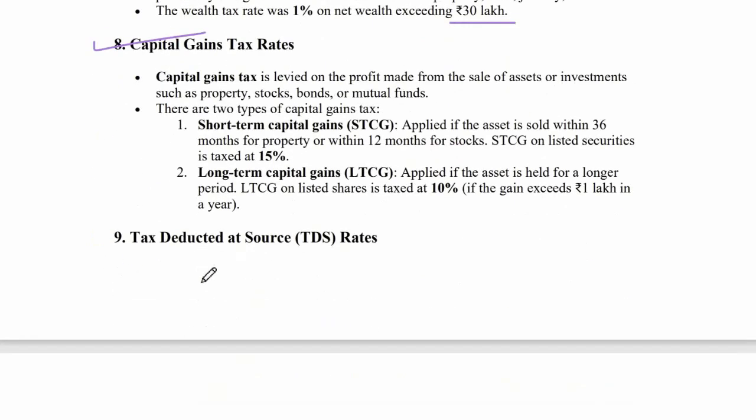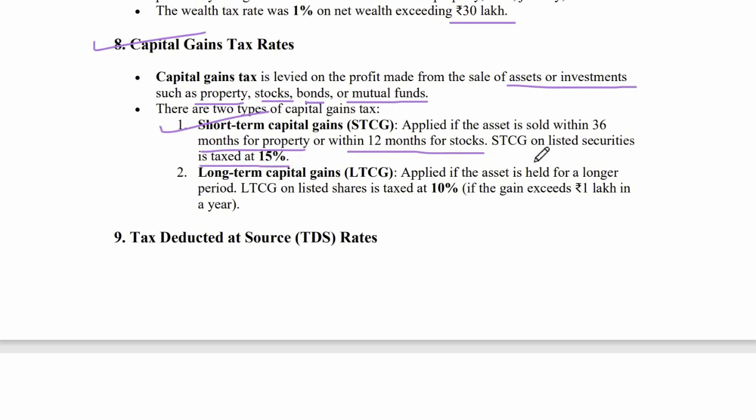Capital gain tax rate. Capital gain tax is levied on the profits made from the sale of assets or investments such as property, stocks, bonds, or mutual funds. There are two types of capital gain tax. Short-term capital gain tax (STCG) applied if the asset is sold within 36 months for properties, okay, and within 12 months for stocks. STCG on listed securities is 15%.